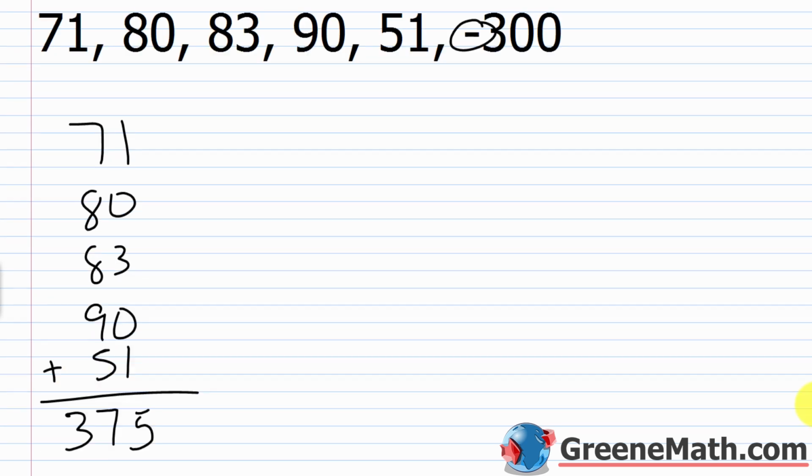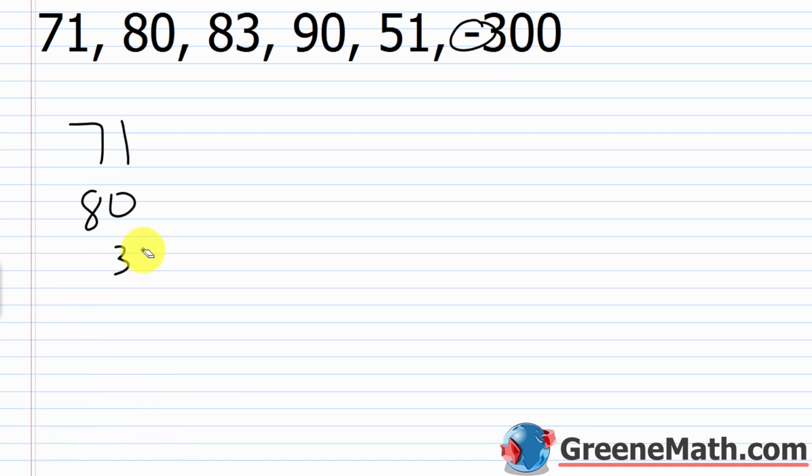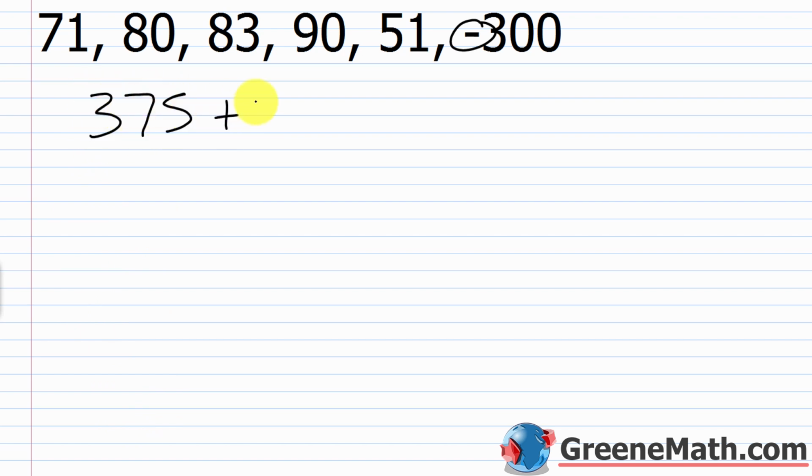And now I'm going to add that to negative 300. So that's pretty easy to do even in your head. So if I had 375 plus negative 300, basically I just have the problem 375 minus 300. That's just going to give me 75, right? Very, very simple to do that in your head. Now, once I have 75, I'm just going to divide that by the number of numbers, right?